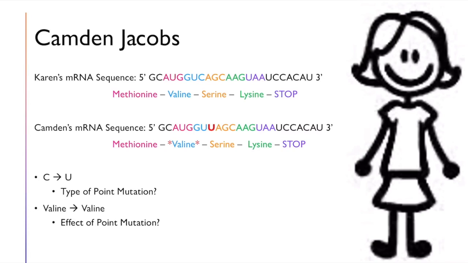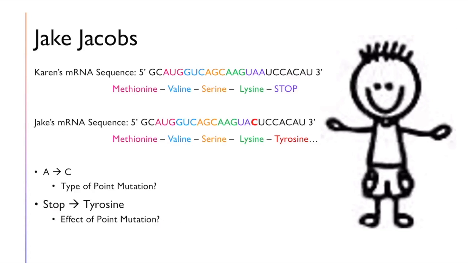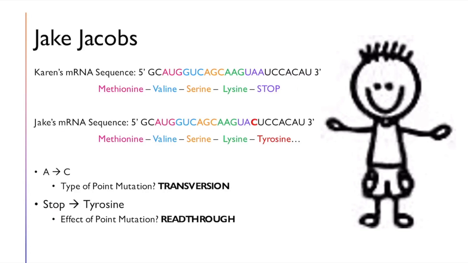Now let's move on to Camden, Karen's oldest daughter. Also indicated in red, cytosine is substituted for uracil, but the amino acid doesn't change. This is a transition point mutation that is characterized as silent. Now, looking at Jake's mRNA sequence, we see that adenine is substituted for cytosine and the stop codon is changed to the amino acid tyrosine. This is a transversion point mutation that is read-through.